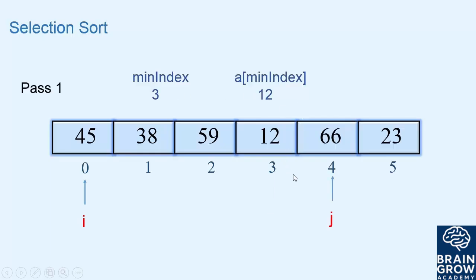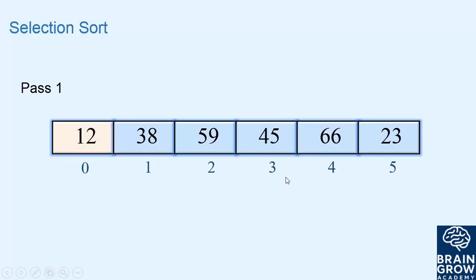Now j is incremented. Now A[j] is greater than A[minIndex], so minIndex is not changed. Again A[j] is greater than A[minIndex], so minIndex is not changed. And j stops here. So at the end of pass 1, we have got the index of the smallest element, which is 3. So we have to swap A[i] and A[minIndex]. So this 45 and 12 are swapped. At the end of pass 1, this portion becomes sorted. Similarly, other passes will proceed.